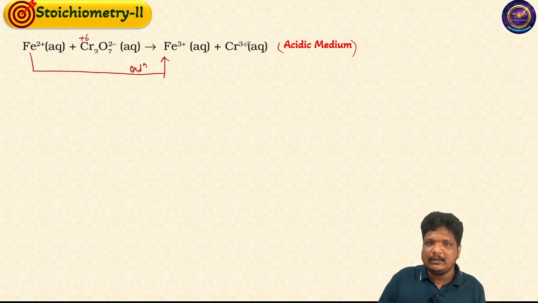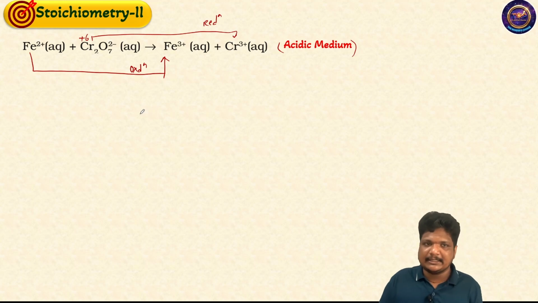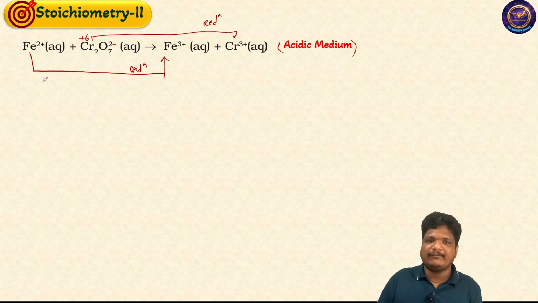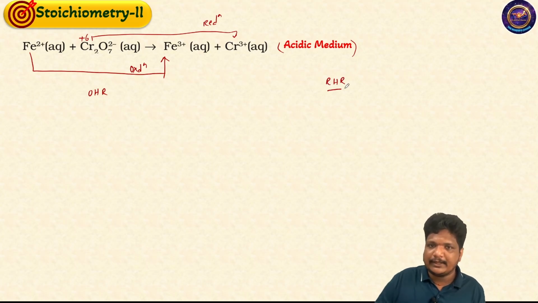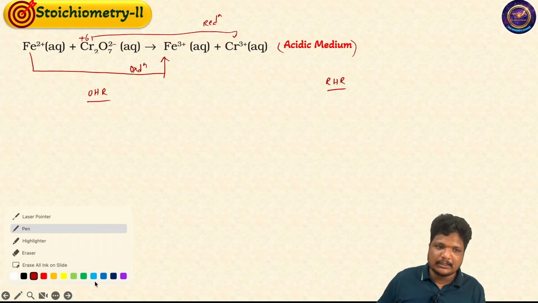So it will be converted into +3. So +6 to +3, which is a decrease in oxidation number. It is a reduction reaction. Now you have to write the oxidation half reaction and the reduction half reaction separately. So here, OHR is the oxidation half reaction, and RHR is the reduction half reaction.